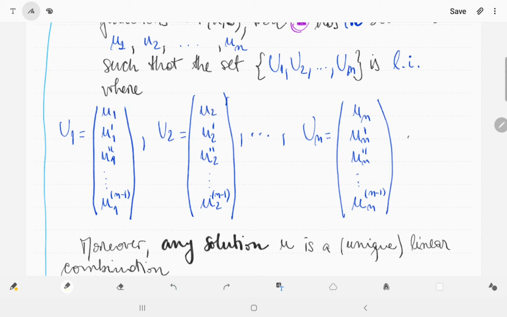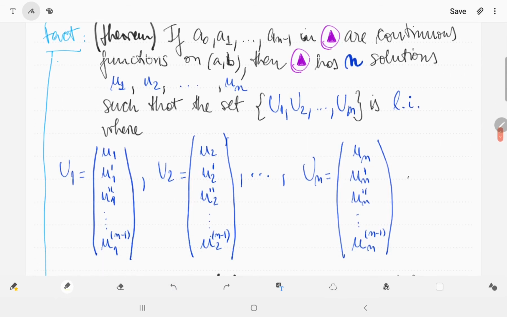What we do is build, in some sense, these vectors with the derivatives. So I collect in capital U1 all the information about U1, the function U1, the first derivative, the second one, and so on, until the n minus 1. I collect in the vector capital U2 all the information about U2. And with all the information about U2, I mean the function, the first derivative, the second derivative, and so on, until the n minus 1. And we do that for all the solutions.